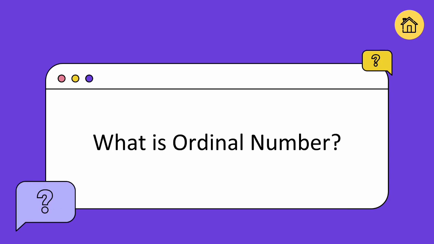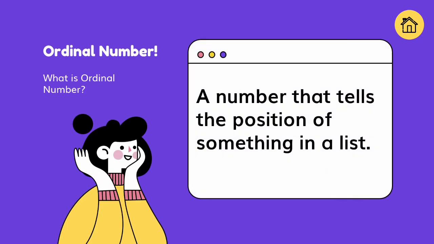What is ordinal number? Ordinal number is a number that tells the position of something in a list. Jadi, ordinal number untuk menjelaskan posisi sesuatu dalam suatu urutan. Biasanya, kita mengenal number itu seperti 1, 2, 3, 4, 5, 6, 7, 8, 9, 10. Tapi, kalau ordinal number, kita menyebutnya atau mengartikan dalam bahasa Indonesia itu seperti pertama, kedua, ketiga, keempat, kelima, dan seterusnya.